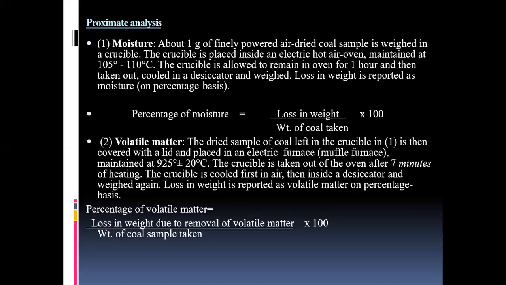Once the 7 minutes is done, the crucible must be taken out, cooled, and placed inside the desiccator. Again, the loss in weight must be calculated. The percentage of volatile matter can be calculated using the formula: loss in weight due to removal of the volatile matter divided by the weight of the coal sample taken, multiplied by 100.